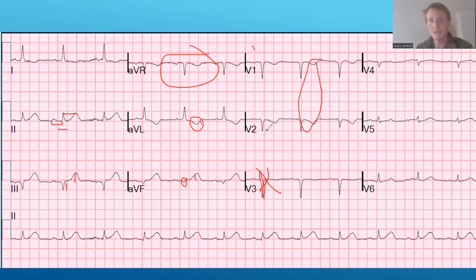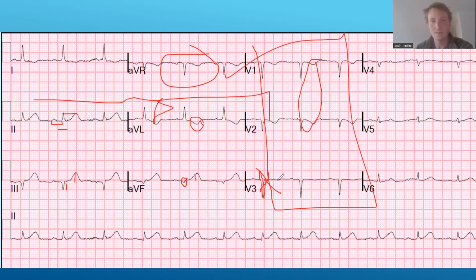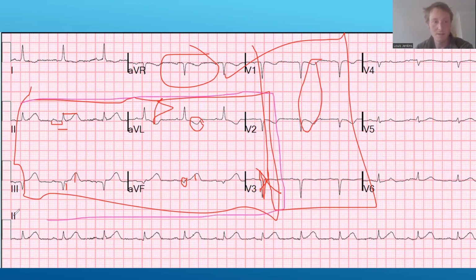I'd say these changes are likely from that old MI, and these ones here are, God, I hate how I'm doing this. I can only imagine how this looks. I'd say these changes here are probably acute. Okay. This is just my speculation. I could be wrong about this.